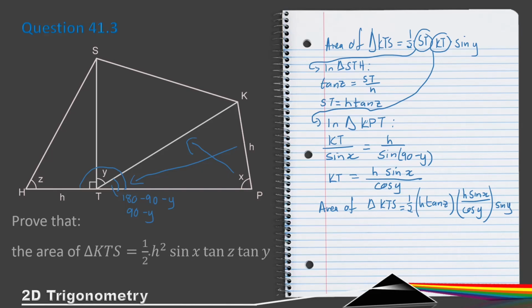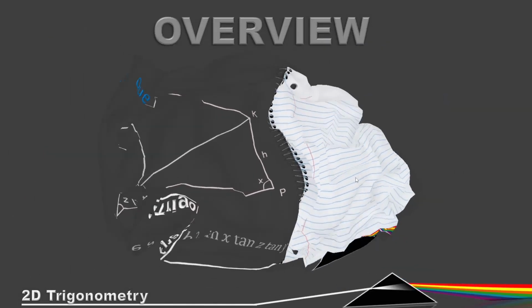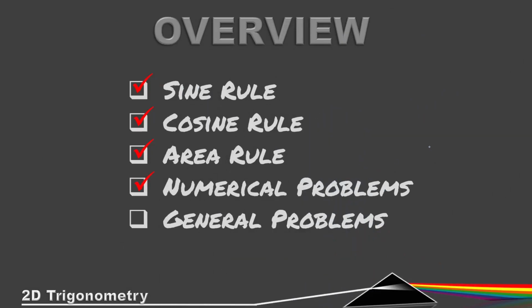So we have the half is there, and then h squared, so we have an h there and an h there, so we can multiply those, h squared. Then the sine x, so here we have our sine x, then tan z, so there's our tan z, and tan y, so sine y over cos y becomes tan of y. All right, and finally we are done. And that's the end for this video.